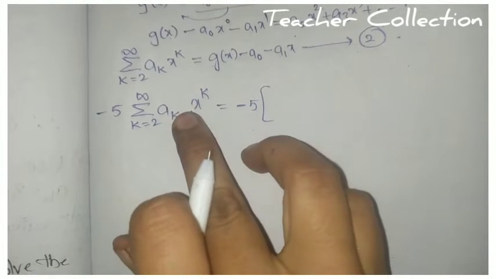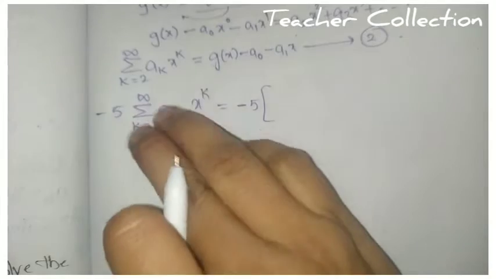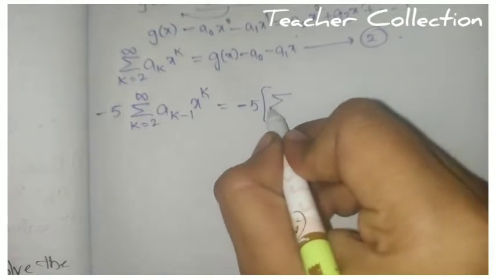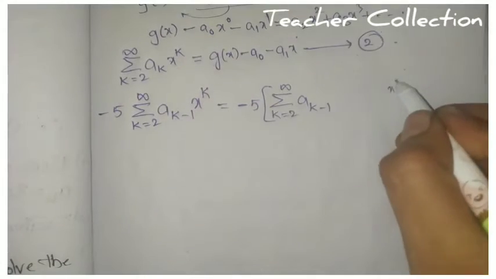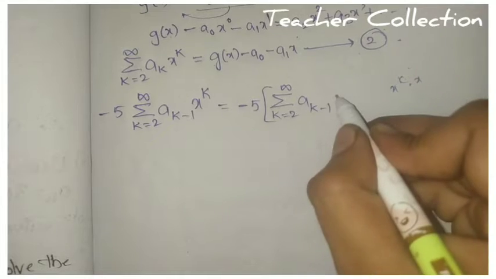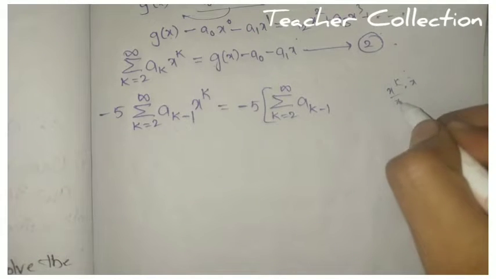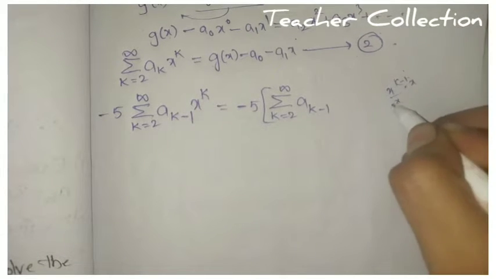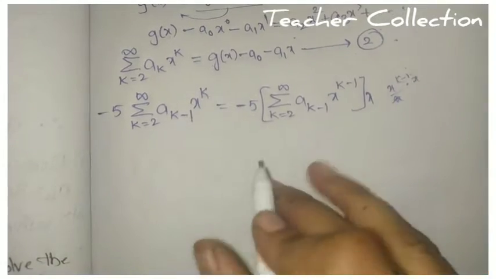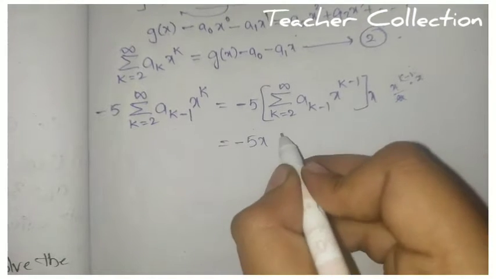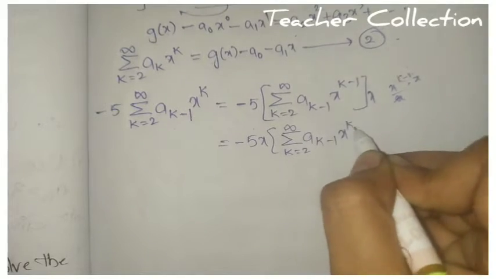To make these two equal, I am multiplying and dividing by x for this term. Then we will get the summation k equals 2 to infinity a_(k-1) x^k, into x. It will be x^k. So to get x^(k-1), this x will be written outside. So x^(k-1) into x, that is minus 5x into the summation k equals 2 to infinity a_(k-1) x^(k-1).